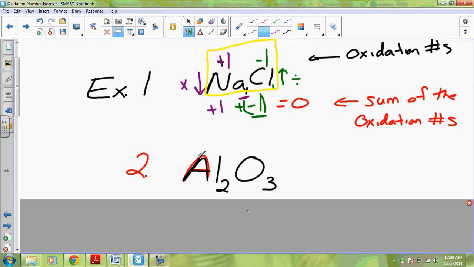Alright, and we're back. Hopefully everybody has Al2O3 on there. Now, right away, don't get all frustrated. So we have aluminum oxide. We want to know how many electrons each is giving up or taking. So we go back to our rules and we see if we can figure out either one of these very easily.